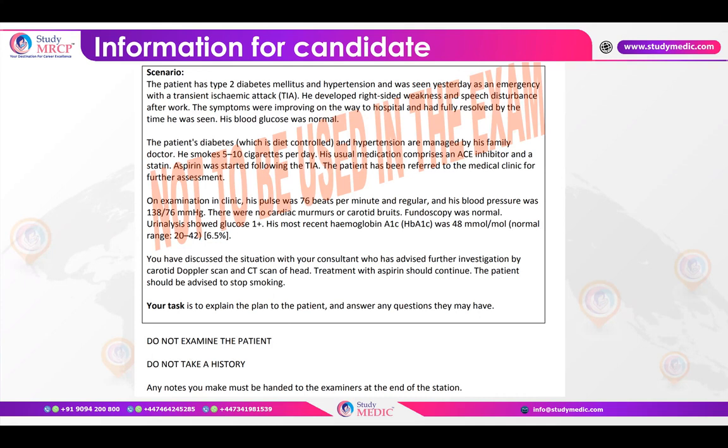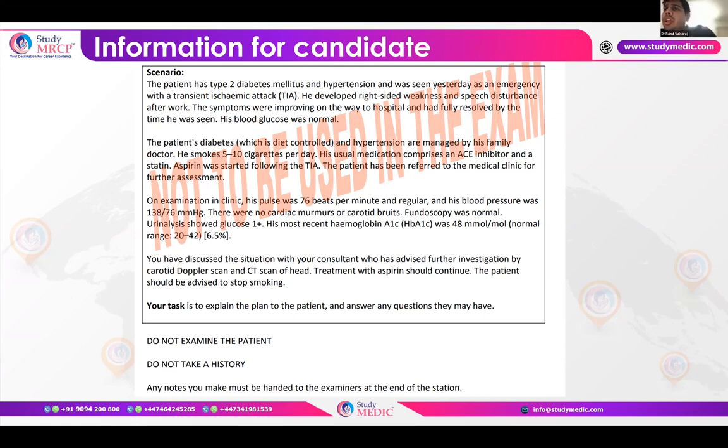Okay, start. Good evening, Mr. Dev. I am Dr. Sabin, one of the candidates here. I have been asked to talk to you. Are you a doctor? Yes, I am one of the doctors here in the hospital. I have been asked to address the issues you have been facing. I've been told that you had some weakness and some speech disturbances recently, and it has improved.